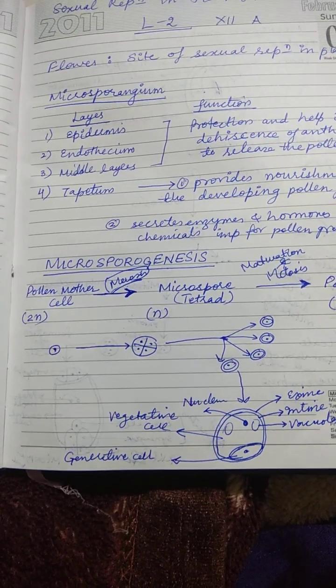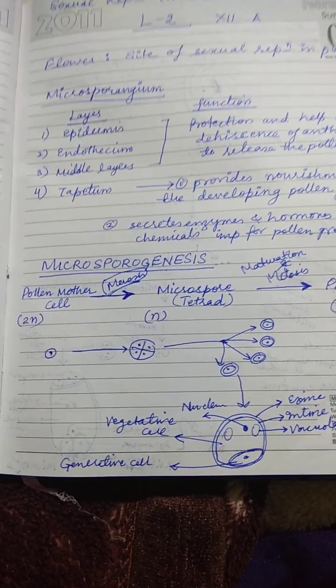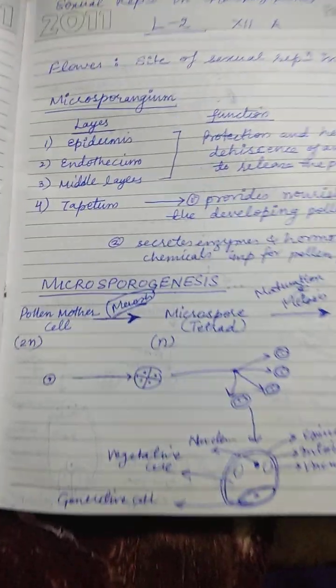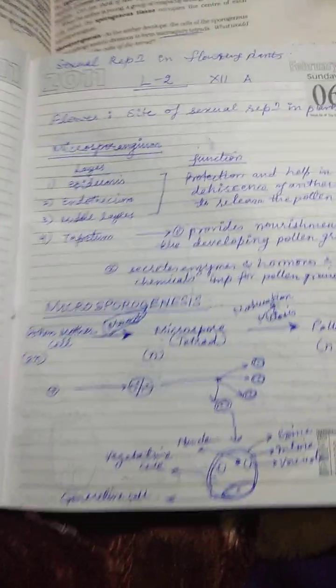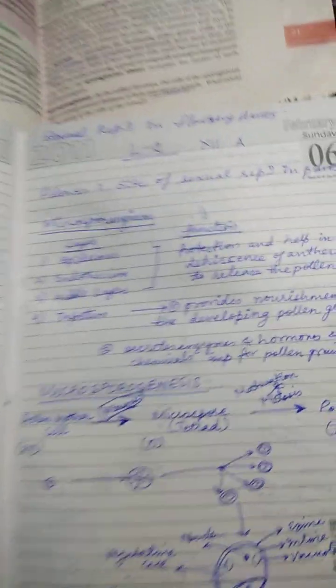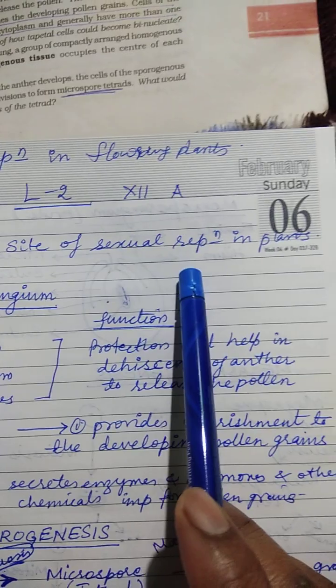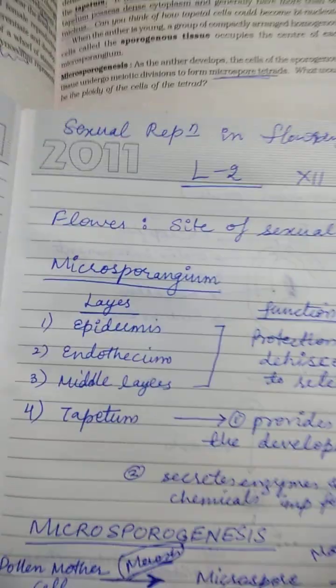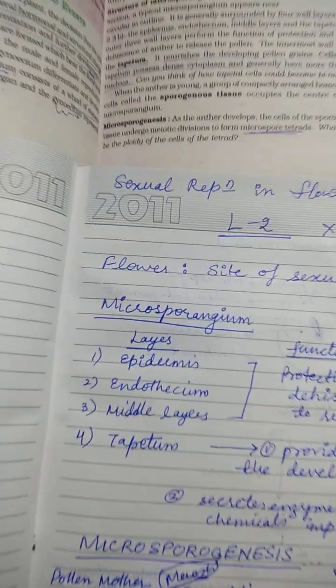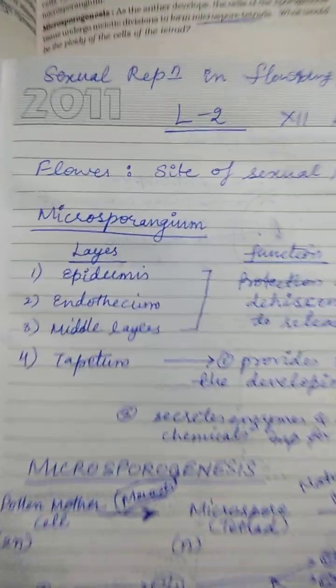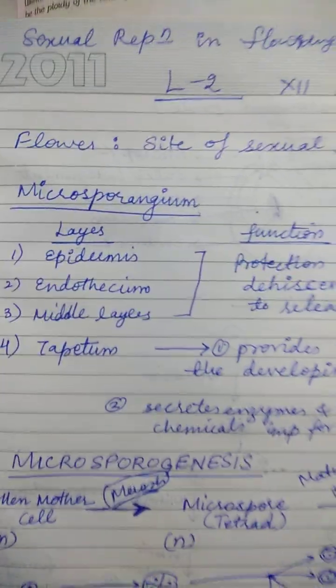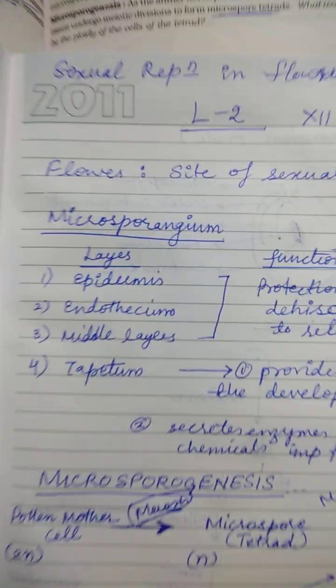Chapter 2, Biology: Sexual Reproduction in Flowering Plants. What are flowers? Flowers are the site of sexual reproduction in plants. Parts of plants, you all know: sepals, petals, anthers, stigma, pollen, androecium, gynoecium, and all.